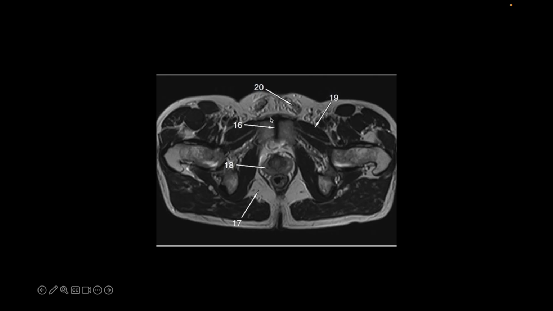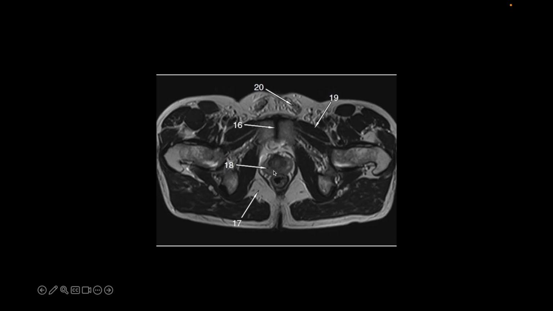16 is your pubic symphysis. 17 is that ischial-anal fat or fossa. Remember, this is the mesorectal fascia, which would be, actually this is quite low down so you can't see it, but this is that ischial-anal fossa, not to get mixed up. 18 is your prostate gland.